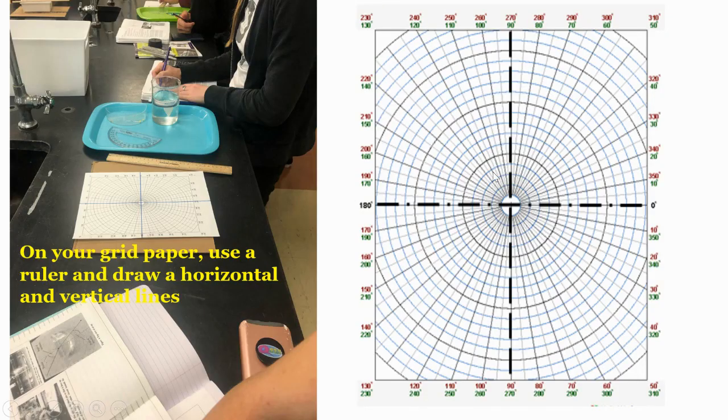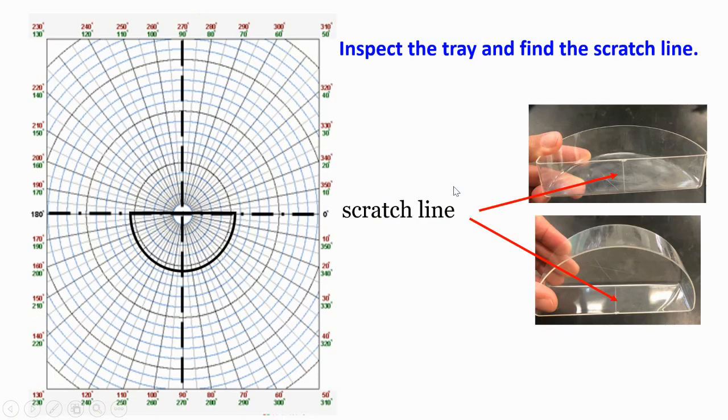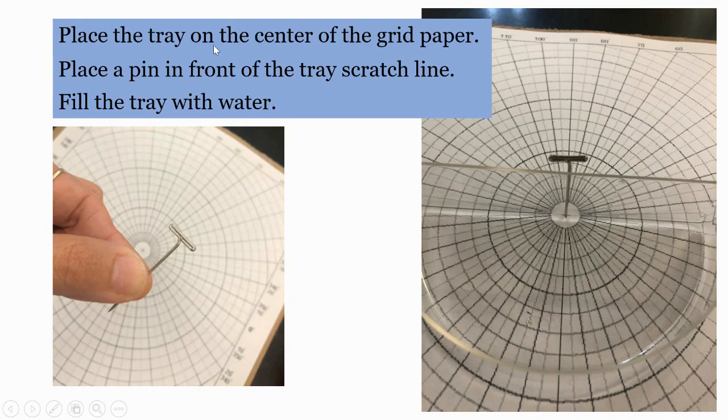So first, on your grid paper, you are going to draw a horizontal line and a vertical line, just like it's showing in this paper. Then you are going to inspect the tray to find the scratch line. So you need to identify this scratch line. And then you are going to place the tray on the center of the grid paper, just like it's showing in this picture. And you are going to place a pin in front of this tray right on the scratch line. And then you are going to fill the tray with water.